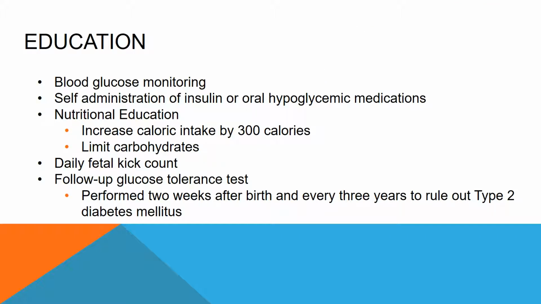Education for the mother with gestational diabetes would start with the treatment of the disease by self-administering insulin and taking blood sugars with every meal and at bedtime. The mom will want to increase her calorie intake with an extra 300 calories but limit the amount of carbohydrates taken in. For fetal well-being, mom should do a daily fetal kick count. Following delivery of the newborn, the mother will come back for a glucose tolerance test in 2 weeks and then every 3 years to screen for the development of type 2 diabetes.